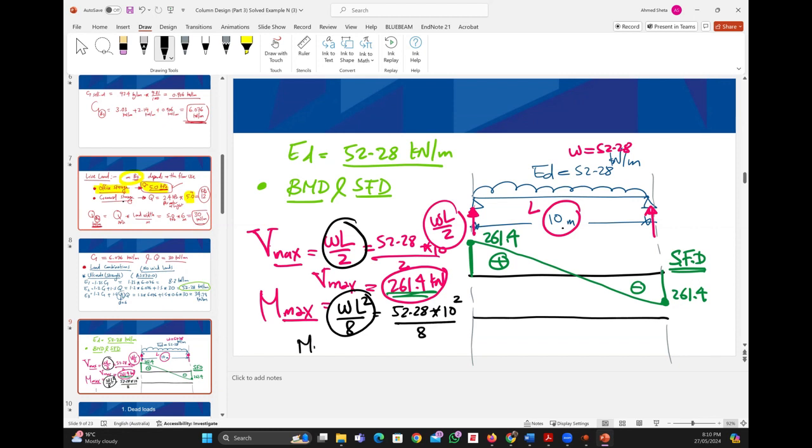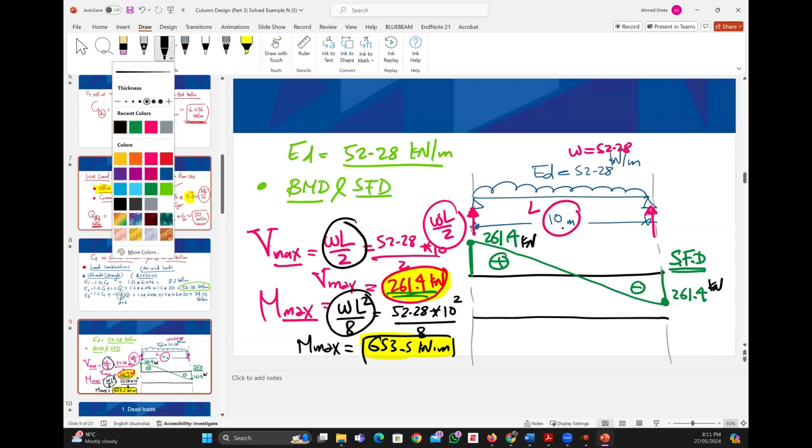So how much is the maximum moment, M max? 52.28 times 10 squared divided by 8. So the maximum moment is 653.5 kilonewton meter. The most important thing here as well is the units. What is the unit here? Kilonewton. So the shear should be in kilonewton. And the moment is 653 kilonewton meter.